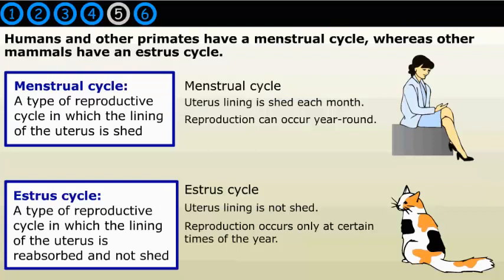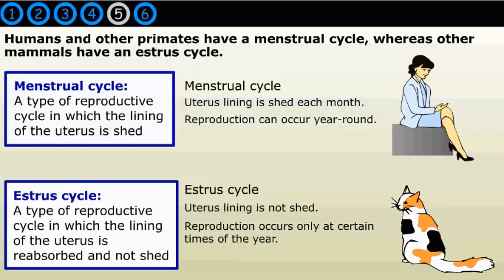Female primates are receptive to a male's sexual advances throughout the year. In order to make sure that the uterus is at its most receptive when an egg is ready to implant in the wall of the uterus, human and other female primates have a menstrual cycle in which the lining of the uterus is shed and regrown periodically.